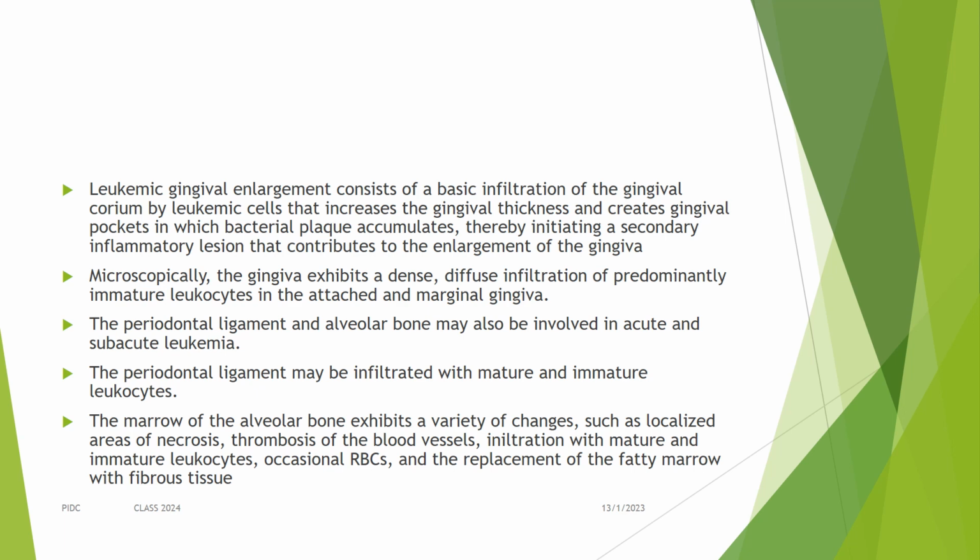The periodontal ligament and the alveolar bone may also be involved. The marrow of the alveolar bone exhibits a variety of changes such as localized areas of necrosis, thrombosis, infiltration with mature and immature leukocytes, and occasional RBCs, and replacement of fatty bone marrow with fibrous tissue.